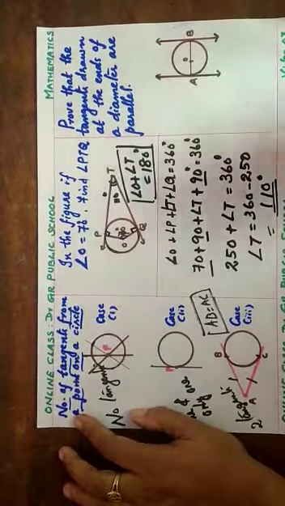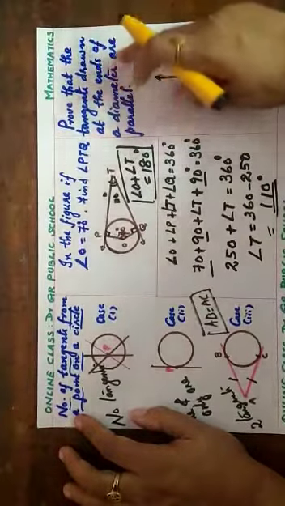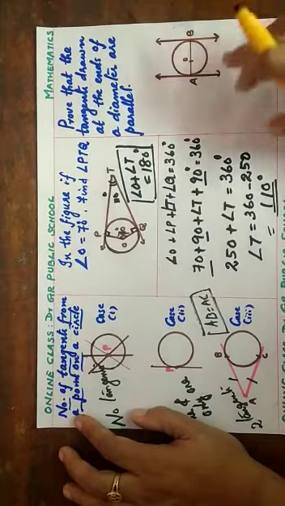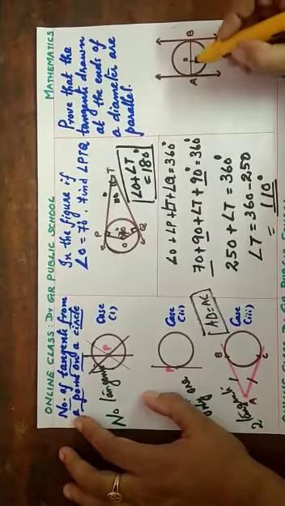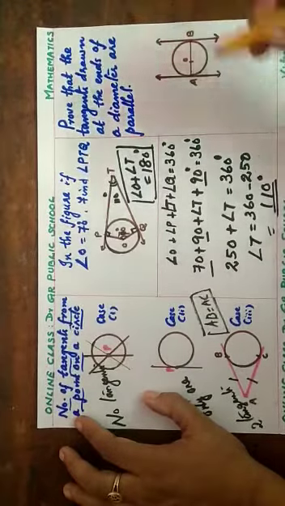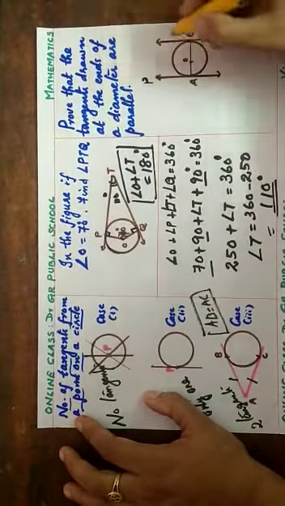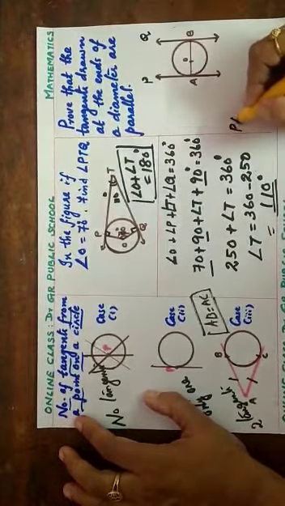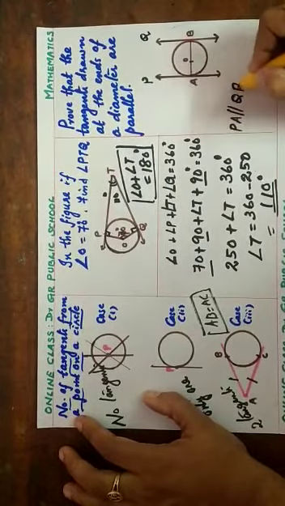Now come to this question. Prove that the tangents drawn at the ends of a diameter are parallel. How can we prove this? I am going to consider a diameter here. We need to prove that these two lines are parallel. I am going to call them PA and QB. You need to prove that PA is parallel to QB.